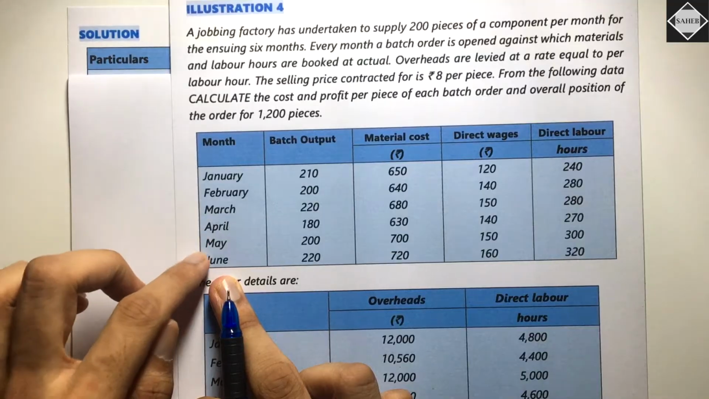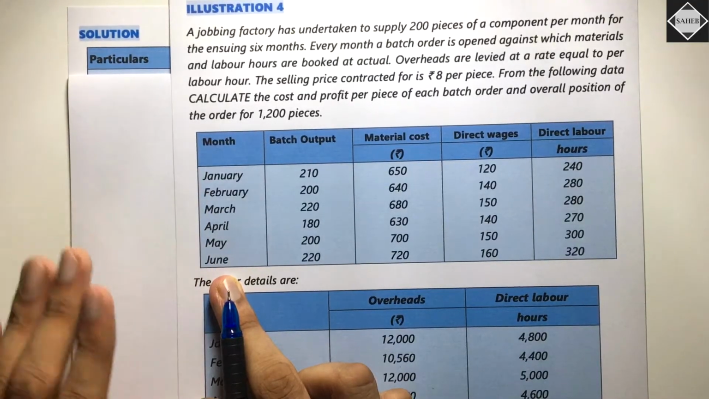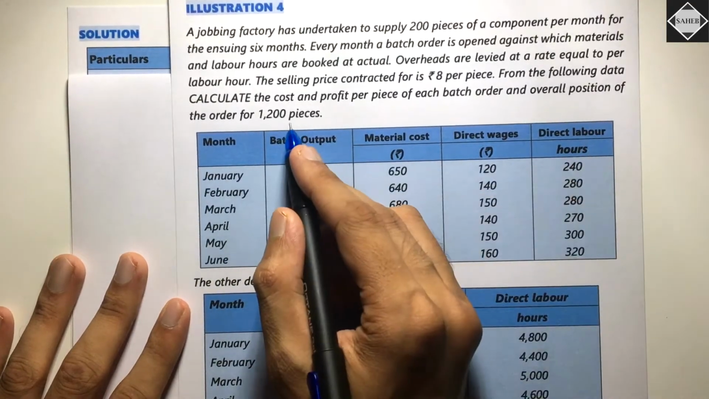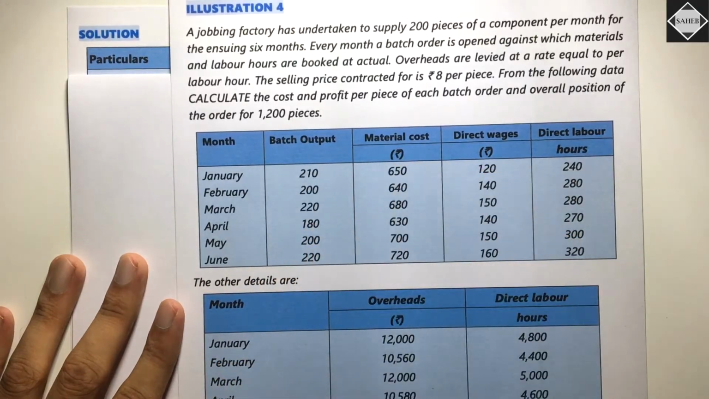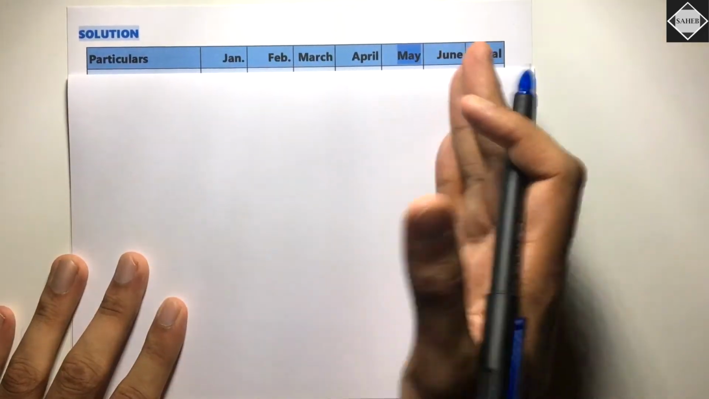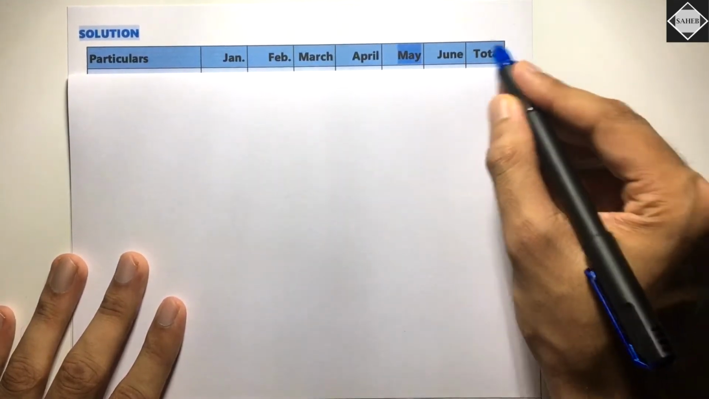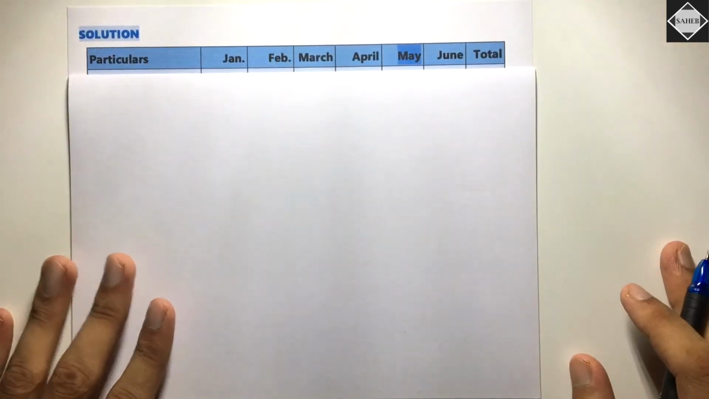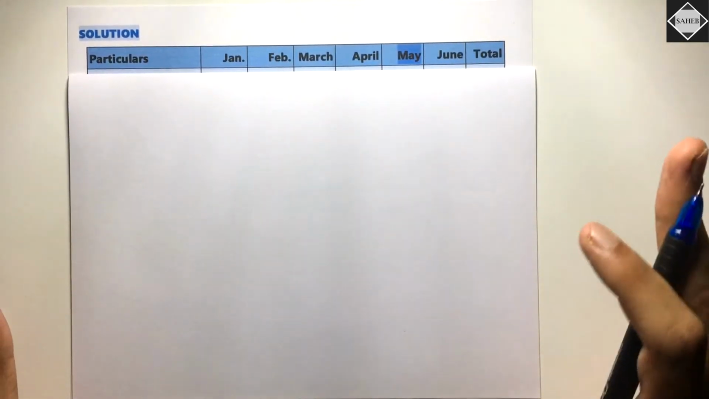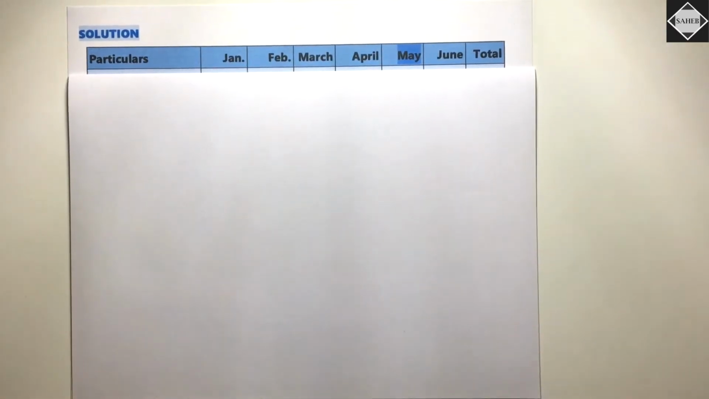Jan, Feb, March, April, May, June. Each of them are batches. And then the overall position of 1200 pieces also. This is the requirement. So we just need to prepare a simple cost sheet of each batch separately. That's why we need 6 different columns for each batch, and then a total column to make a summation of everything and to see the entire point of view. Is it clear? Yes. So now let's calculate.